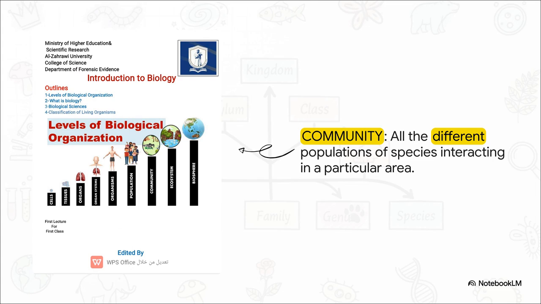Let's zoom out one more time. That same city square with the pigeons also has populations of squirrels, oak trees, grass, ants. You get the idea. When you take all those different populations of all the different species that are interacting in one spot, you've got yourself a community. It's this awesome, messy, living tapestry.